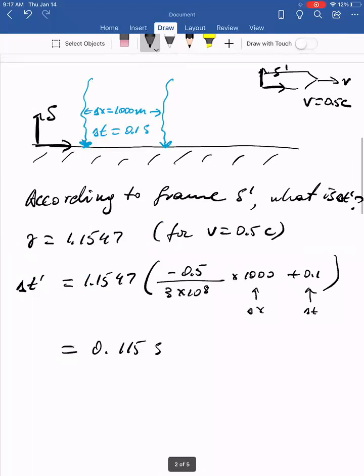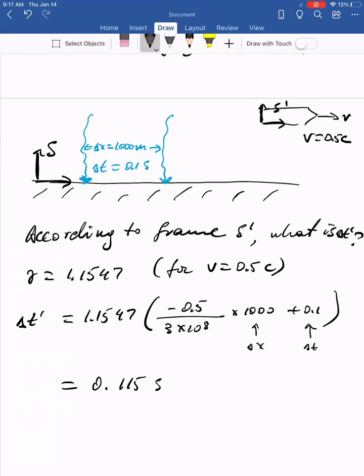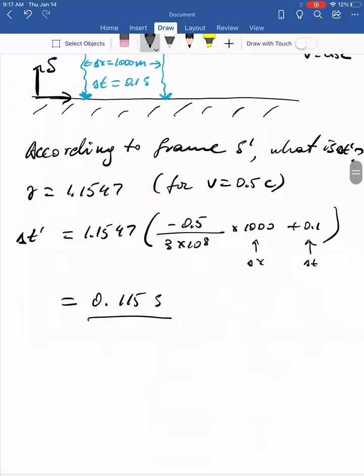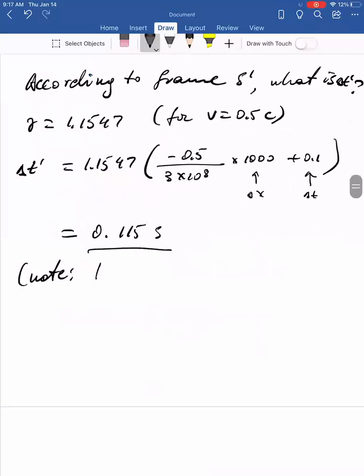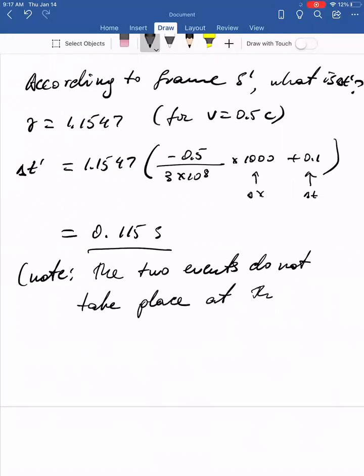In this particular example, the two events, lightning strike 1 and lightning strike 2, do not take place at the same location in either frame. So it is not obvious a priori, until you calculate, in which frame the time interval between the lightning strikes will be deemed longer. Okay, so this is not time dilation, right? So, the two events do not take place at the same location in either frame.